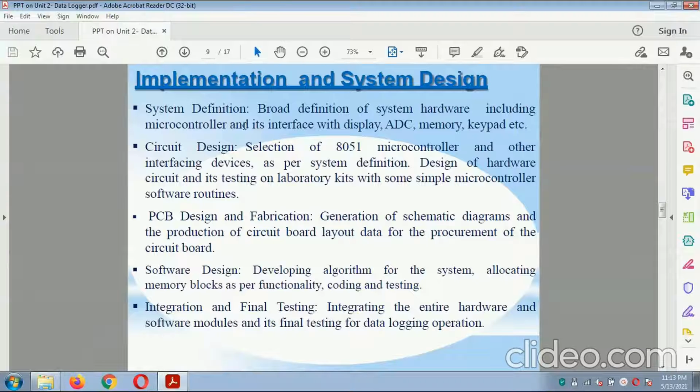The standard definition: the board definition of the system hardware, including the microprocessor and its interface with display, ADC, memory and keyboard. The circuit design: the selection of 8085 microprocessor and other interfacing devices as per system definition. The design of hardware circuit and its testing in laboratory kit with some simple microprocessing function.